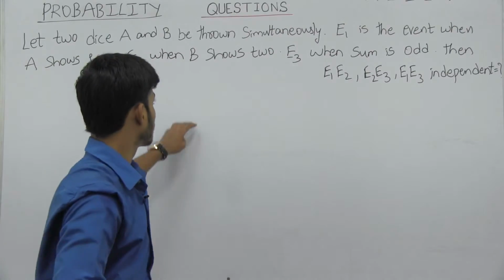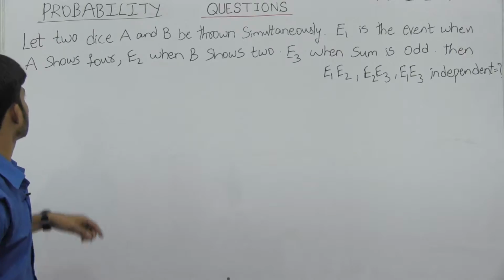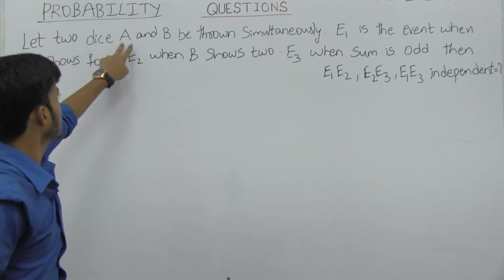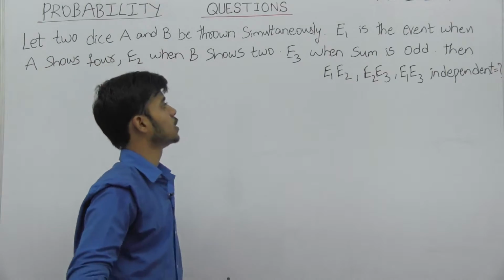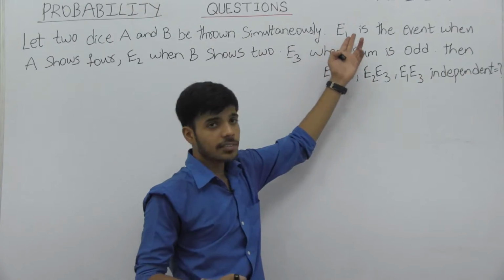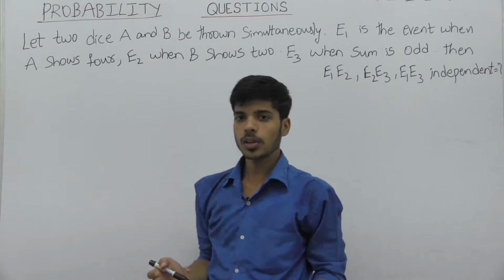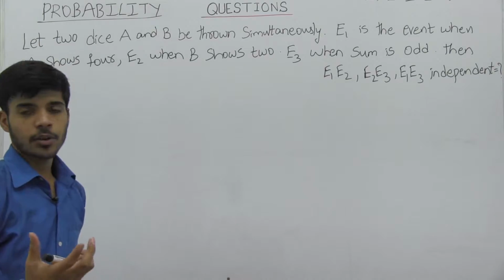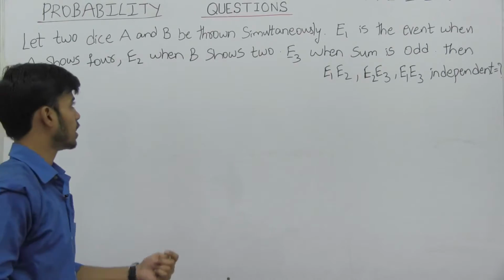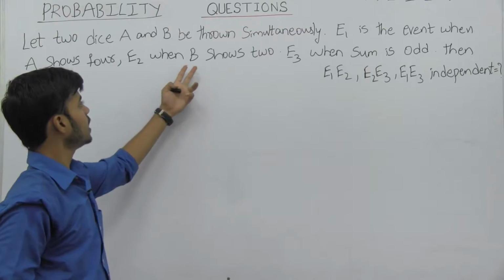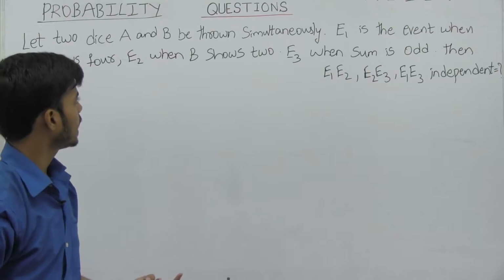Okay guys, let's go over into the next topic, which is probability. The question is, we have two dice, let them be A and B, and both of them are thrown simultaneously. Given that E1 is the event when A shows 4. So E1 is the event when we get number 4 on dice A, and it can be any number on the other one. In the same way, E2 is the event when B shows 2. So dice B has 2 and A can have any number.